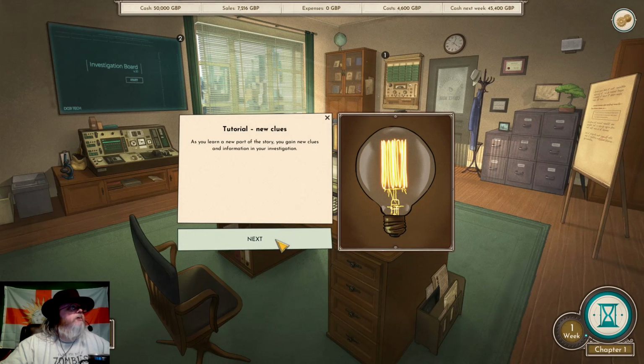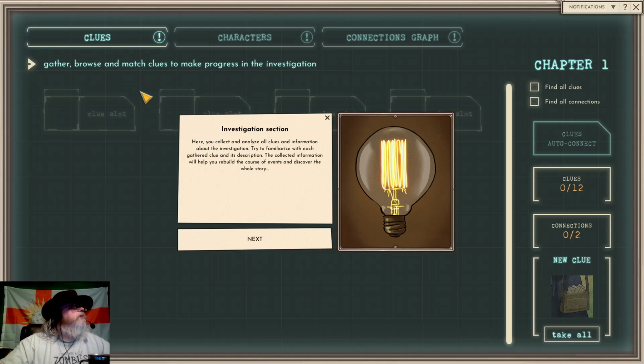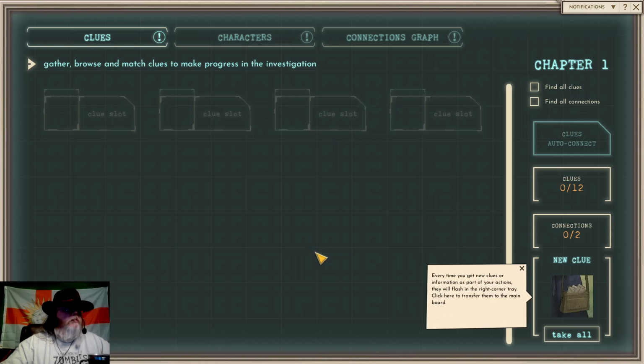As you learn new parts of the story, you gain new clues and information on your investigation. Now I need to set the new clues and data on the board. Here you can collect and analyze all clues and information about the investigation. Try to familiarize yourself with each gathered clue and its description. The collected information will help you rebuild the course of the events and discover the whole story. Every time you get new clues or information as part of your actions, it will flash on the right side. Let's take all.